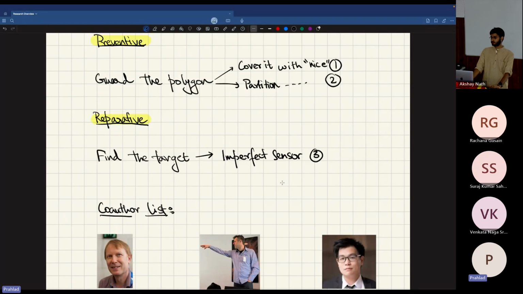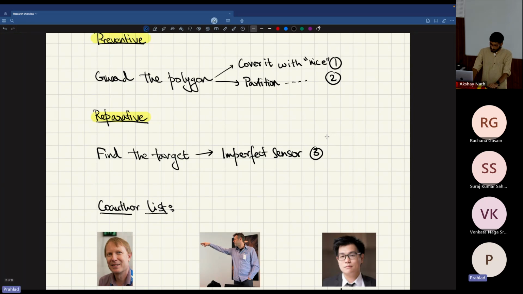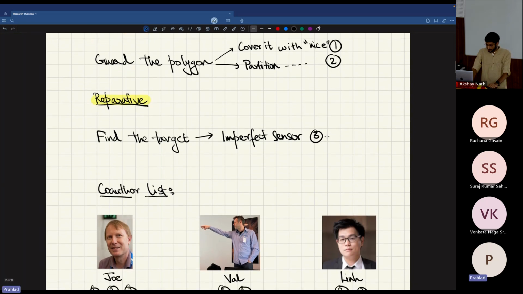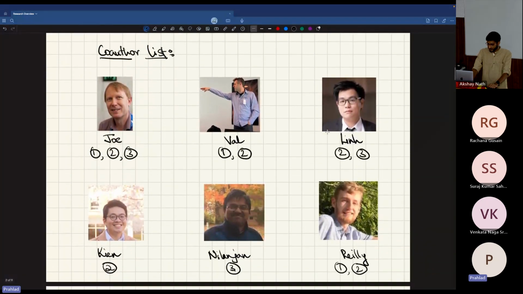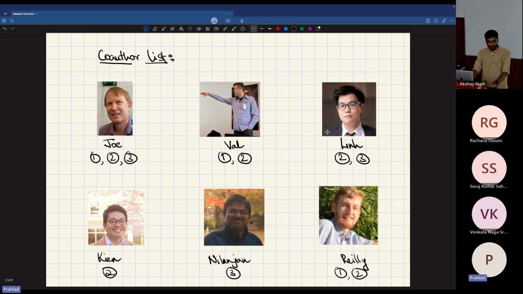I'm going to spend close to maybe 75% of the time on the very first one, which is covering it with convex pieces, and a little bit of time on the second and third problem, just to introduce you to the problem itself. All of this is with co-authors, several of them. Here's the list. Joe is my advisor, Joe Mitchell, from Stony Brook. He's worked on all these problems.